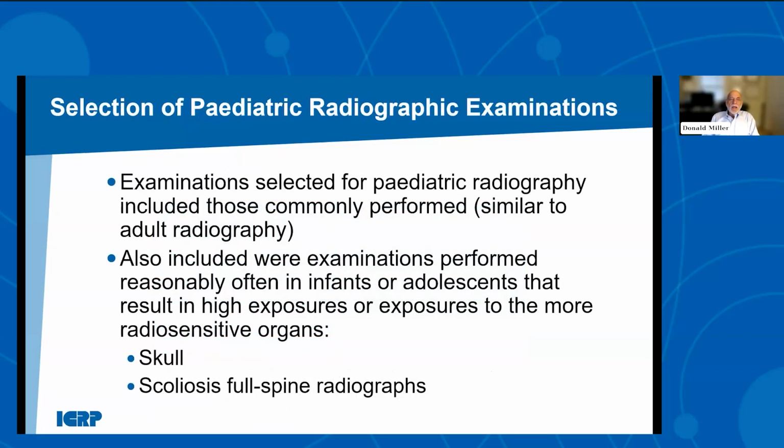And then we turned to pediatric radiography, and the approach was similar, but not identical. We included examinations that were performed reasonably often on infants and adolescents, but also those that are perhaps less commonly performed, but that result in either high exposures or exposures to more radiosensitive organs, specifically examinations of the skull and full spine radiographs for scoliosis.